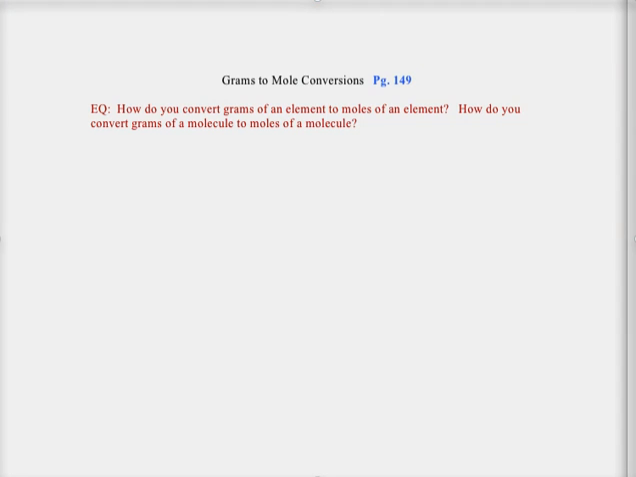This is video number 3. We're going to be talking today about grams to mole conversions and how to convert from grams to moles of a molecule and back again. But before we do, I want you to look at page 147 and make sure that you've already done your Cornell revisions, questions, and summaries for that day.